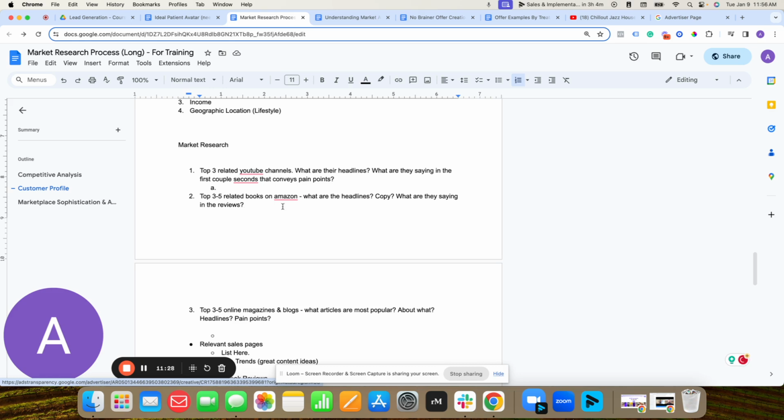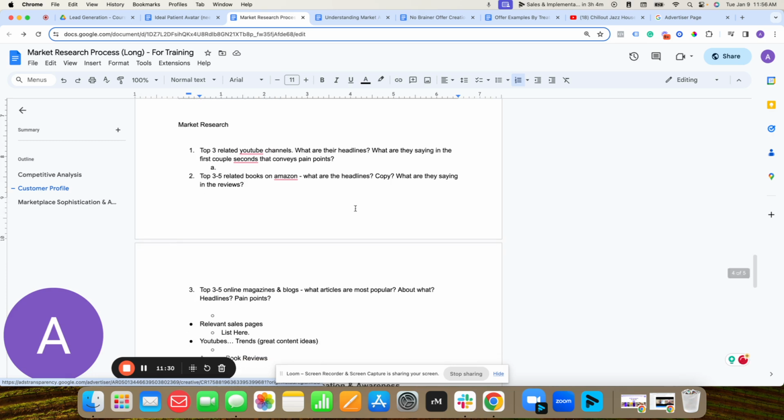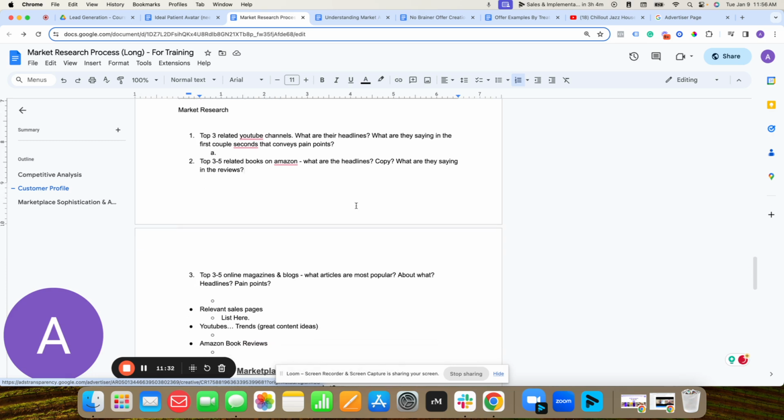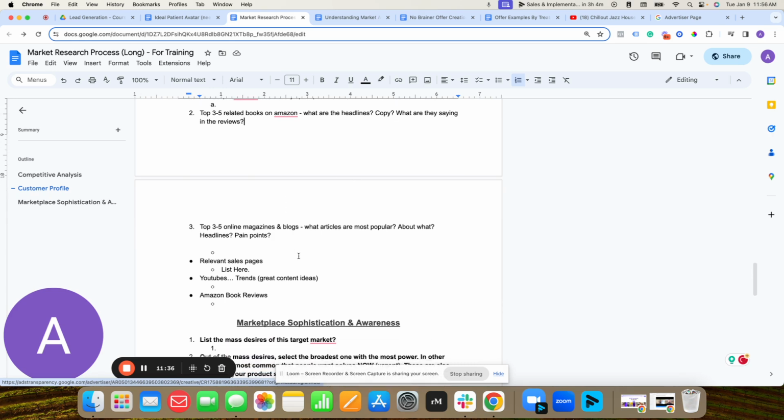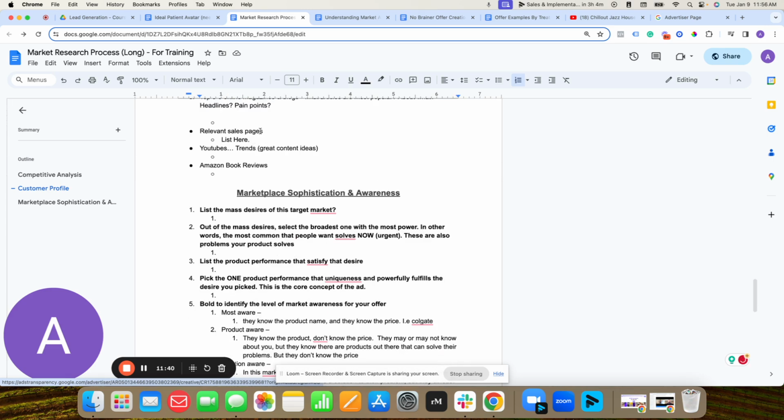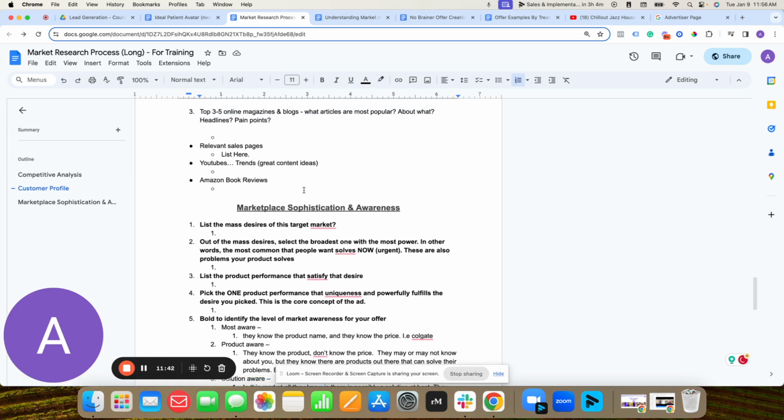Top 3 to 5 related books on Amazon. What are the headlines? Copy. What are the titles of the books? Who wrote them? You're learning about your competition now. Top 3 to 5 online magazines and blogs. Which articles are most popular? Relevant sales pages. You got that from your ad research above. YouTube trends. You can go to vidIQ.com for that.